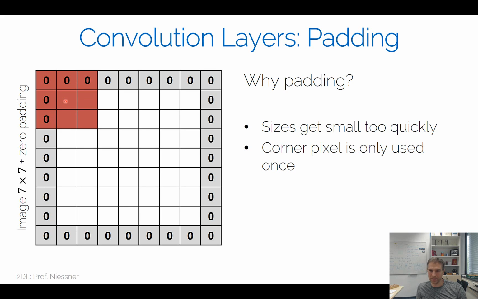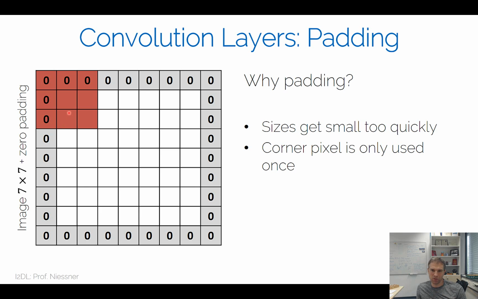Well, we're going to use padding. Zero padding is the number one thing that people use. So in this case, we have a 7 by 7 input image and a 3 by 3 kernel. So we need a padding of 1 to compensate for that. So now we have a zero padding of 1 in each axis, and then we don't lose any size.